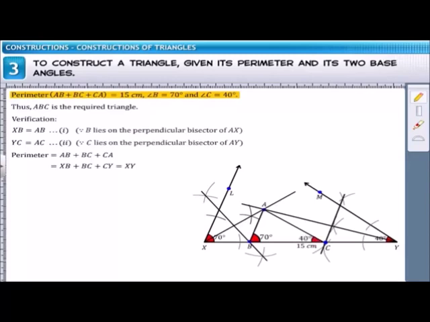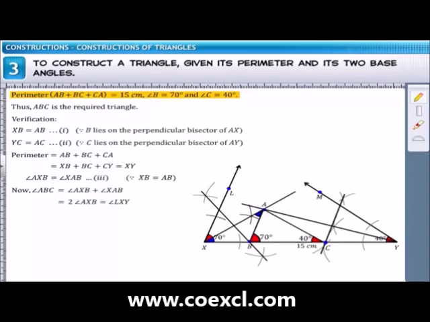Now we'll show that angle B is equal to 70 degrees and angle C is equal to 40 degrees. Since angles opposite to equal sides of a triangle are equal, this implies angle AXB is equal to angle XAB because side XB is equal to side AB. Now in triangle AXB, exterior angle ABC is equal to the sum of two interior opposite angles AXB and XAB. From equation 3, this is equal to twice angle AXB, which is equal to angle LXY. Thus, angle ABC is equal to angle LXY, which is equal to 70 degrees.